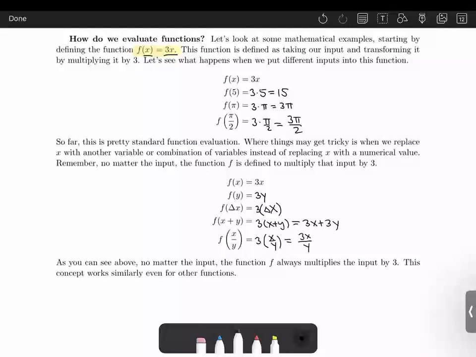As you can see in all of these examples, no matter what our input is, our output just multiplies that input by 3. And so this function is a little bit more simple. Let's take a look at a more complex function.